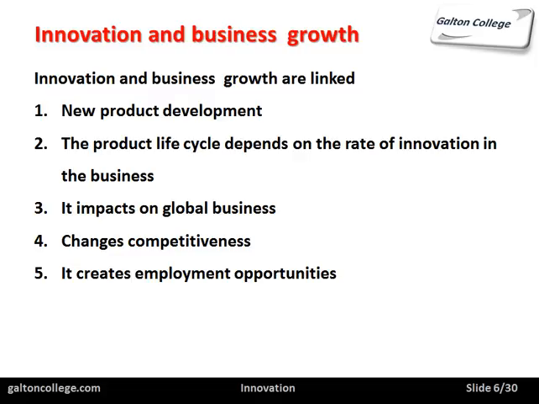The product life cycle depends on the rate of innovation in the business. And indeed, in some businesses, the product life cycle may be quite short because there is rapid innovation in the business. Computing is an obvious example where, according to one view, the computing capacity has doubled every 18 months. This is called Moore's law in computing. So per pound or per dollar or per euro, there is approximately twice as much computing power every 18 months.